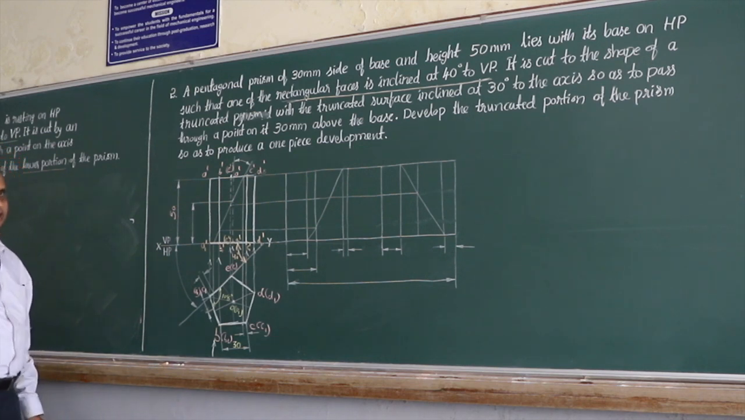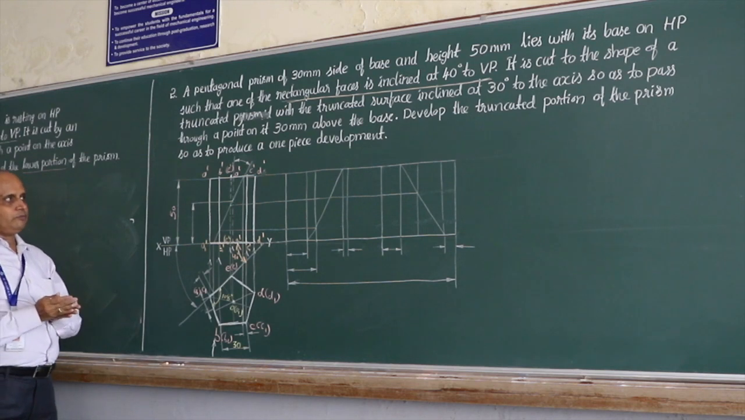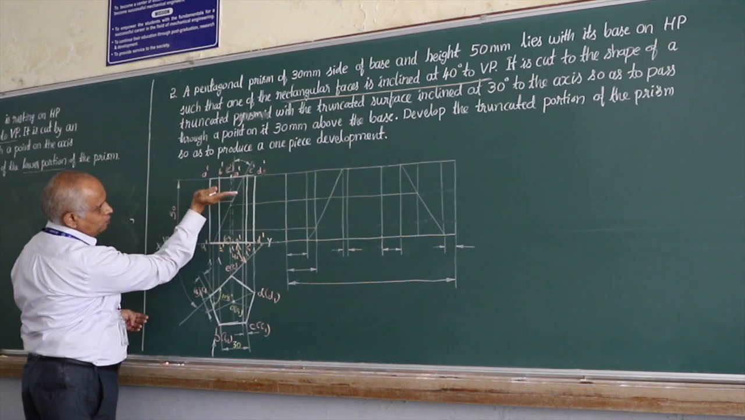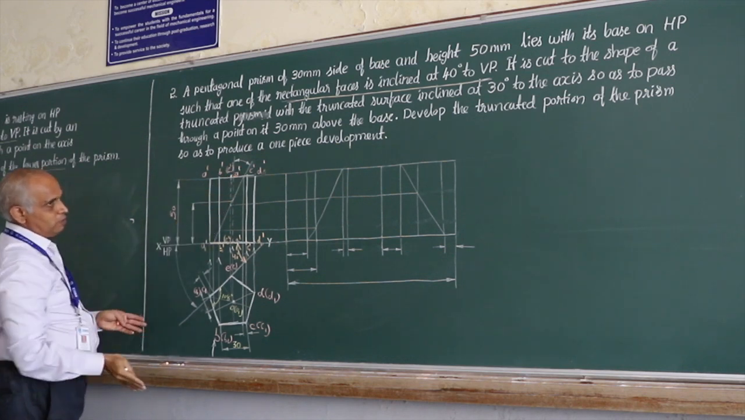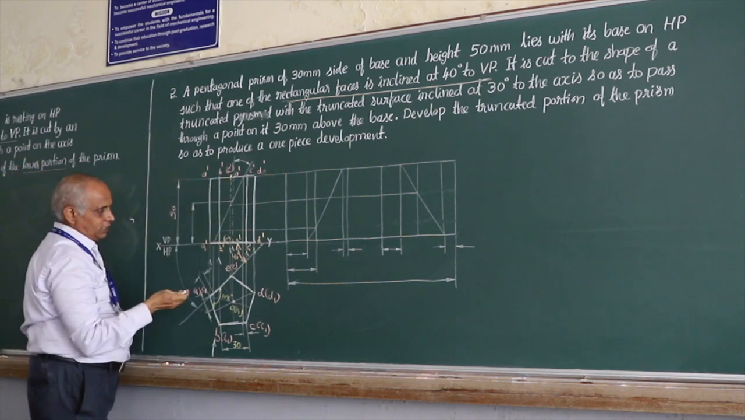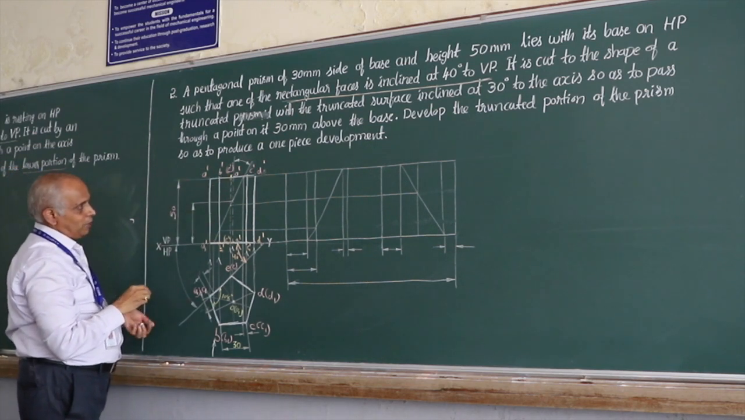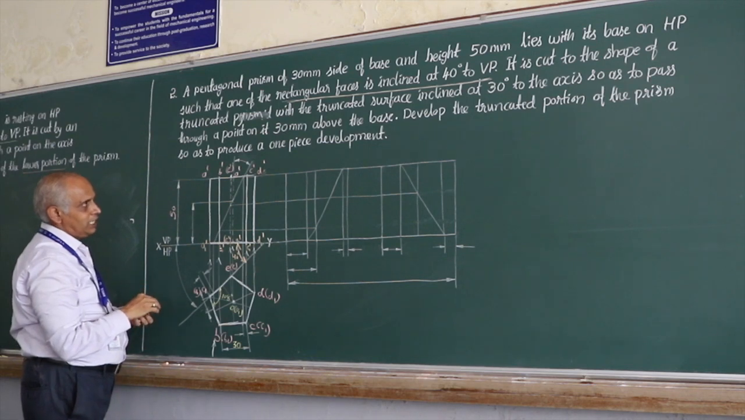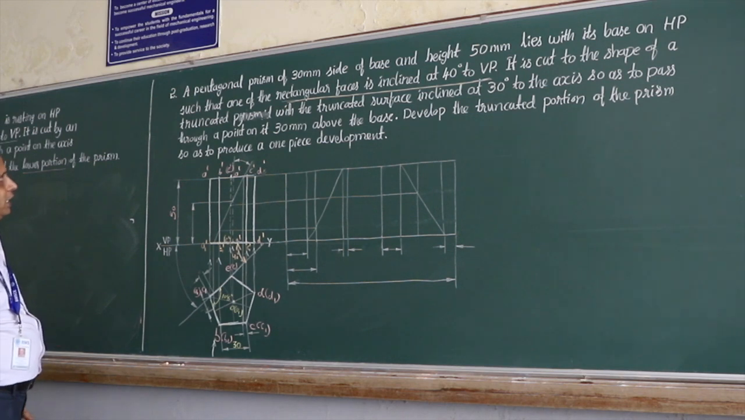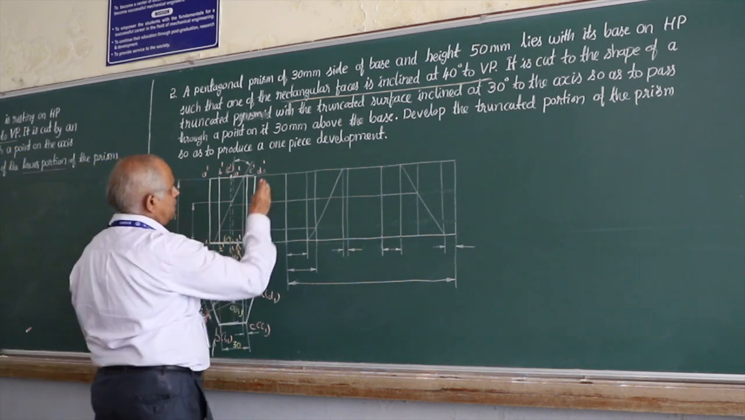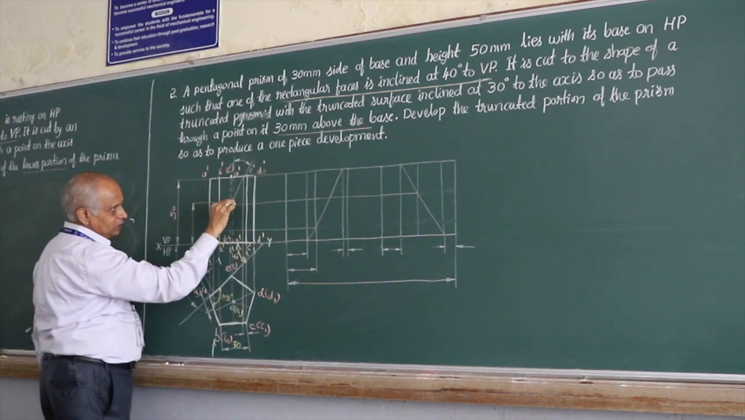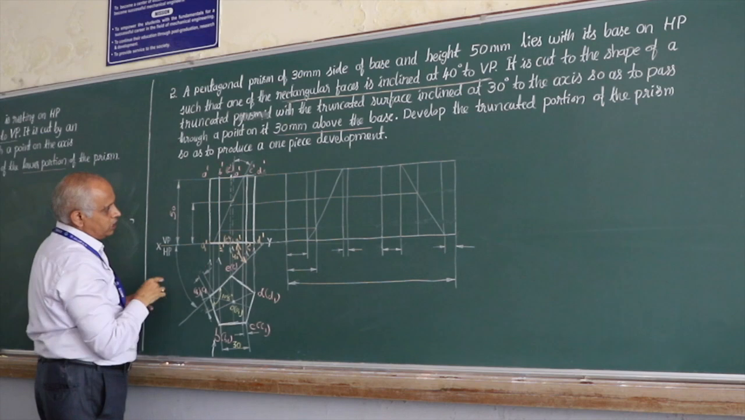See, truncation means an object cut with a cutting plane inclined to base. It's not parallel. There are two wordings, frustum and truncated. So when I use the word truncated, remember it is cut at an angle and the section plane is perpendicular to VP. Therefore, it is an auxiliary inclined plane. Now, where is this section plane passing? He clearly says at a point 30 mm above the base. So locate a point on the axis. Remember, it should be on axis, not the edge.